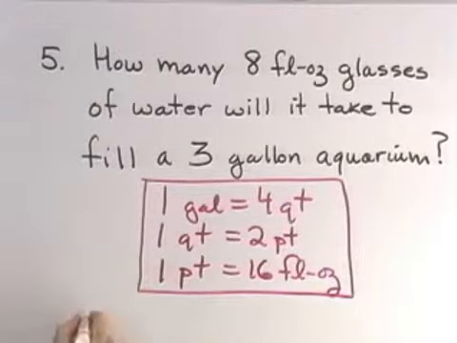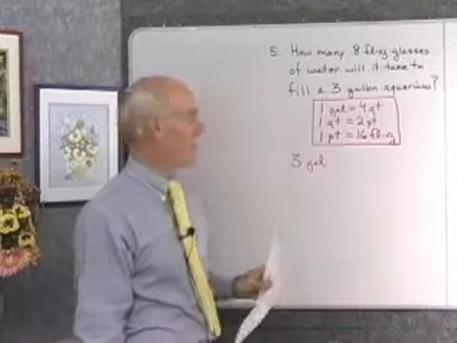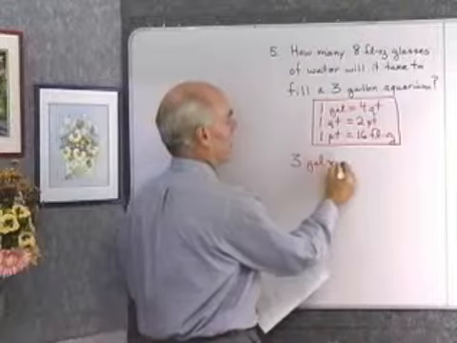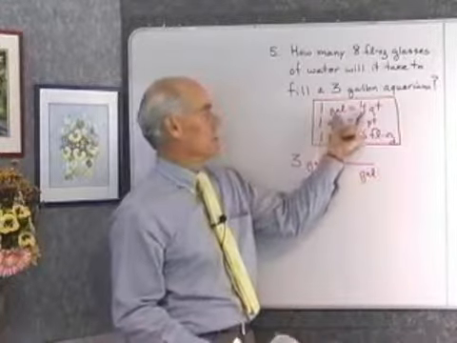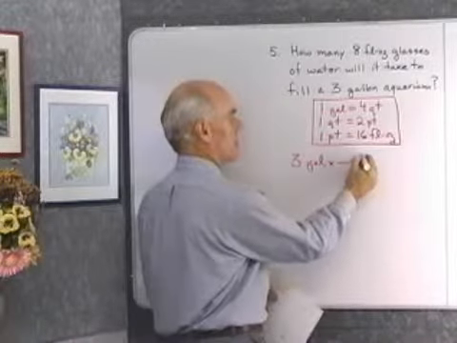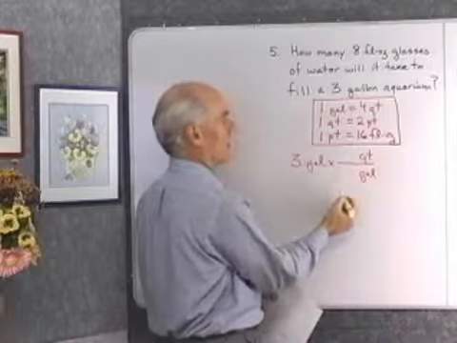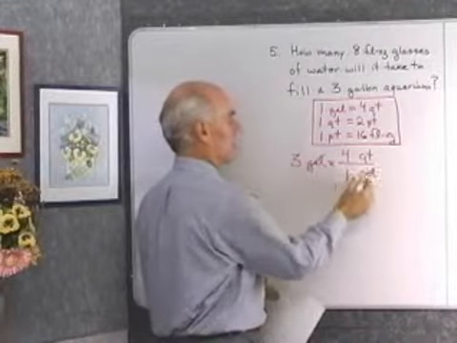So let's start here with my 3 gallons. I start with my 3 gallons, and I'm going to multiply by a conversion factor that will allow gallons to divide out. So I'll use this one right here. I'll go from gallons to quarts. So gallons in the denominator, quarts in the numerator. And what I have is 1 gallon is the same as 4 quarts. Now my gallons have divided out.